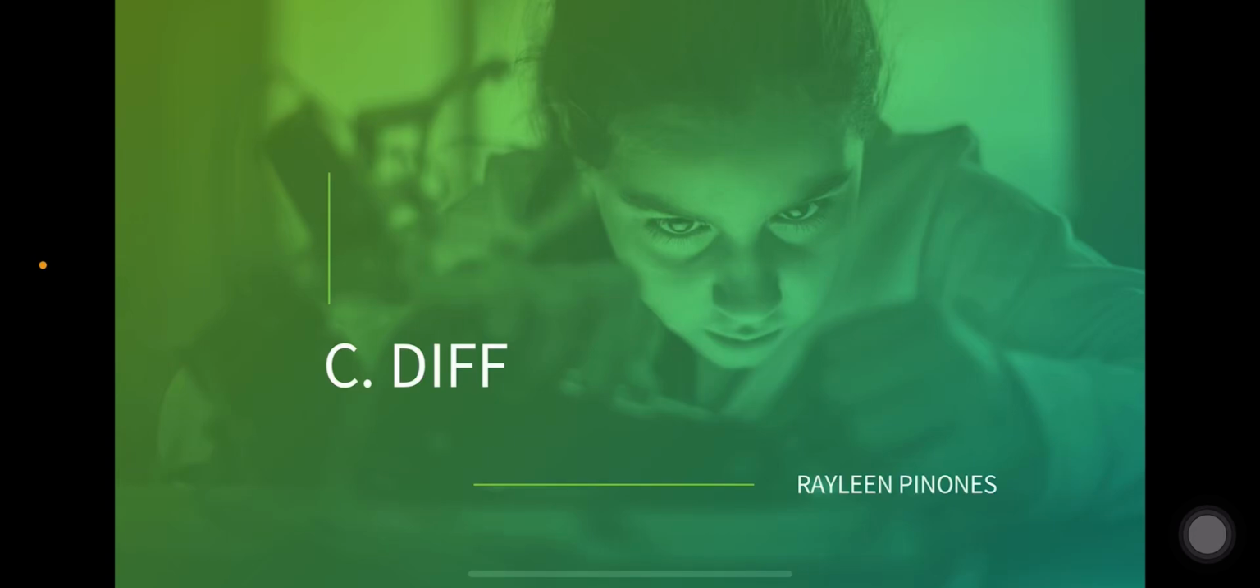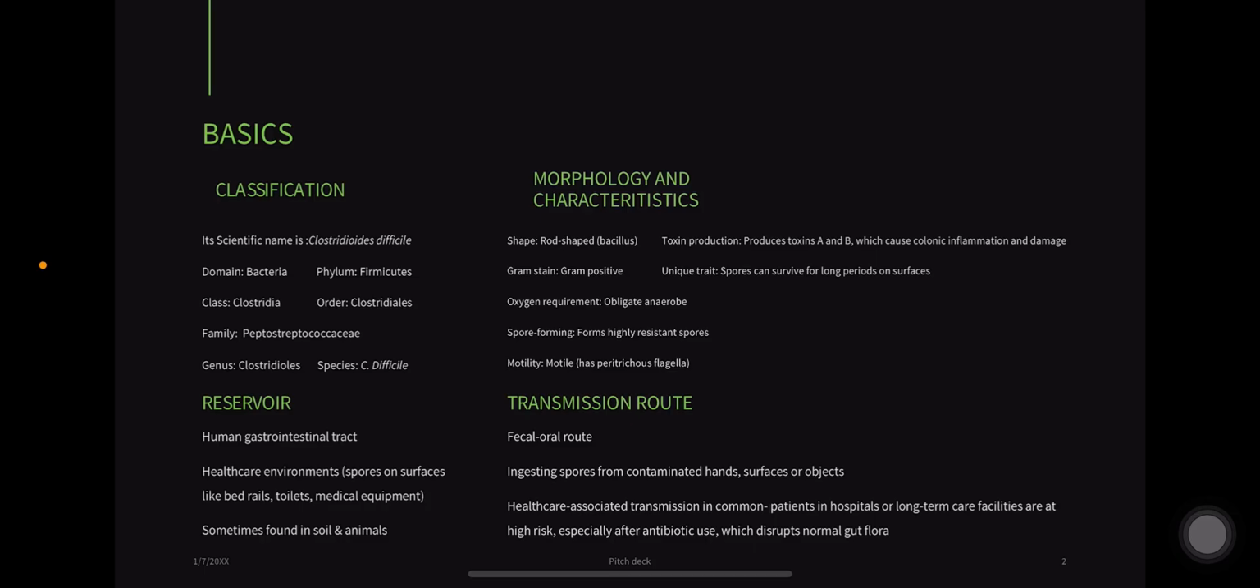This is Raylene Pinones, and I chose to do my final project on C. diff. The scientific name is Clostridioides difficile. So it's from the domain Bacteria, phylum Firmicutes, class of Clostridia, order Clostridiales, family Peptostreptococcaceae, from the genus Clostridioides, and the species is, of course, C. difficile.